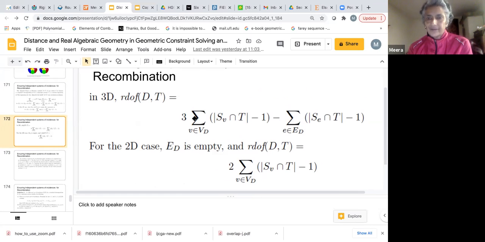So you have, given the set of all children and any given subset of it, SB, remember, is the set of all clusters in D that share a particular vertex. And this is the set of all edges in D that share a particular vertex. And then this particular quantity is defined, this RDOF, and ED is the common shared edges. In the 2D case, they don't exist. The trivial intersections are of size 1. So you only have this.